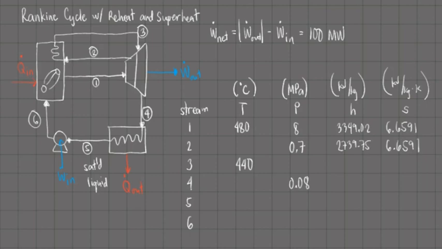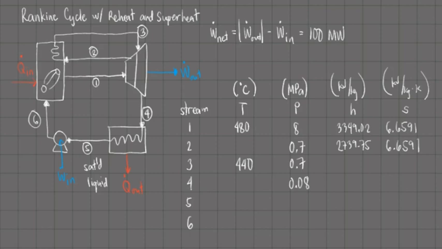Now, let us take a look at stream 3 and ponder how do we determine the value of one of its parameters because we are only given one, that is 440 degrees Celsius. If you take a look at stream 2 and stream 3, they both pass through the boiler. And the processes that pass through the boiler and the condenser are considered isobaric, meaning they have constant pressure. Therefore, we can say that the pressure of stream 2 is equal to the pressure of stream 3, and that is 0.7 megapascals for stream 3 as well.